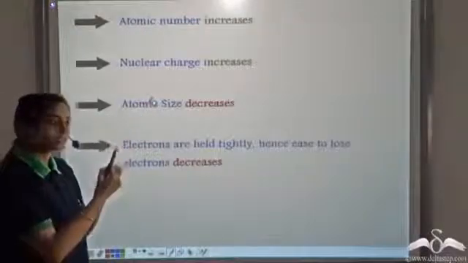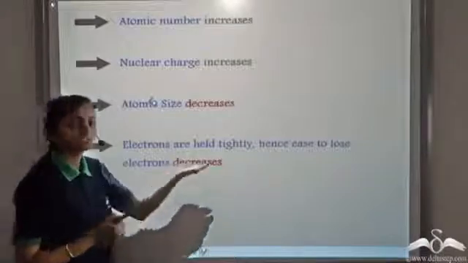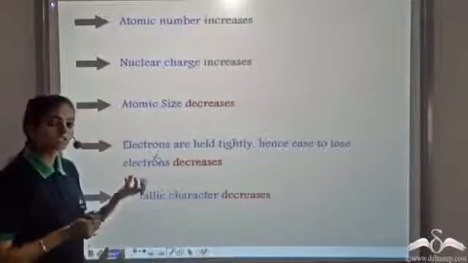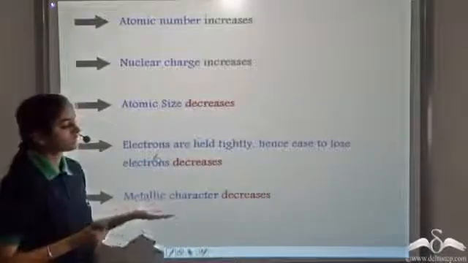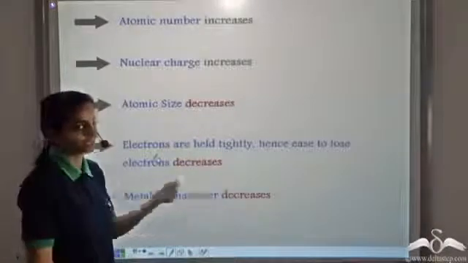As the atomic size decreases, the electrons are held very tightly to the nucleus, and therefore the ease to remove these electrons decreases. Since the ease to remove them decreases, the metallic character from left to right in a period also decreases.